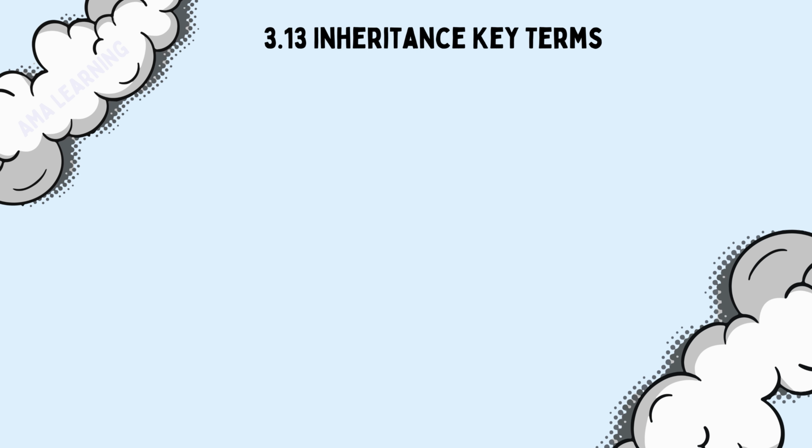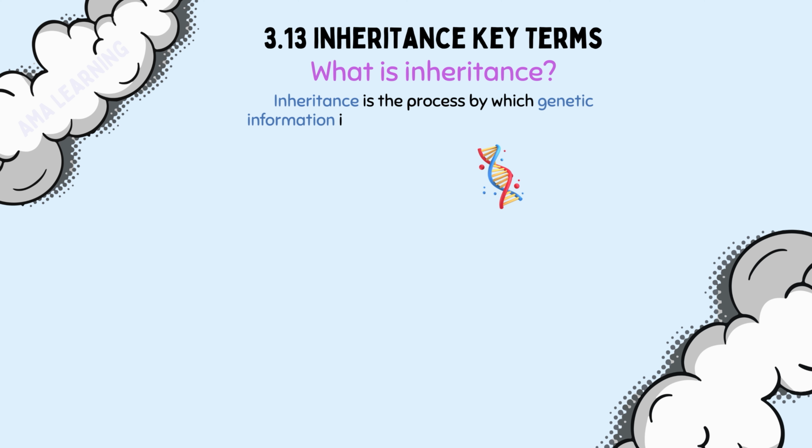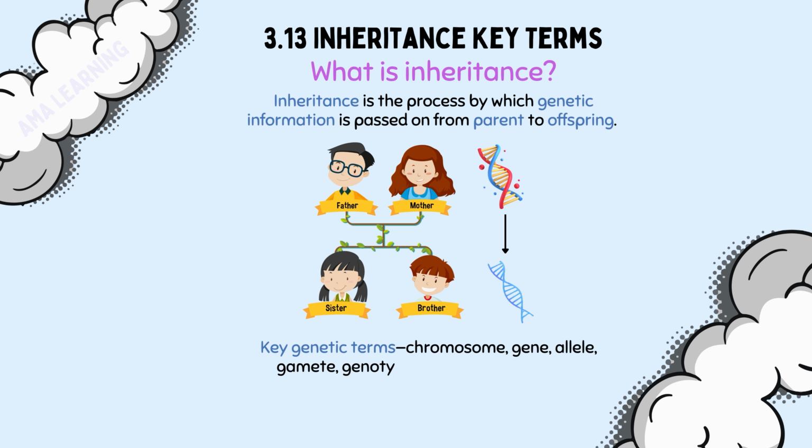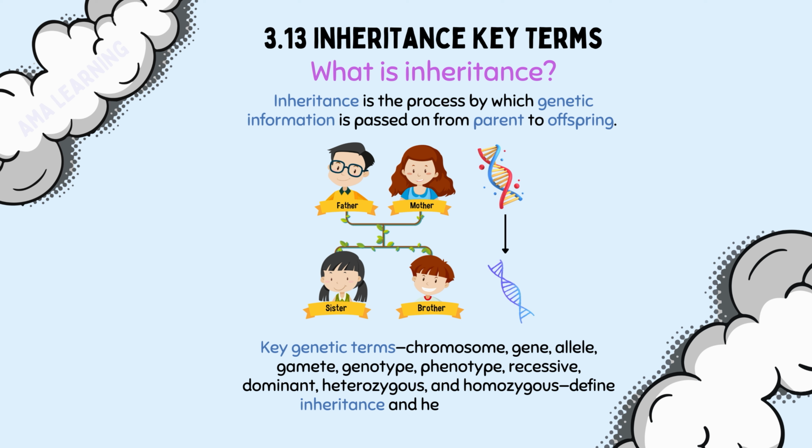Now let's dive deeper into the key terms that are essential for understanding inheritance and predicting genetic outcomes. Inheritance is the process by which genetic information is passed on from parent to offspring. Offspring inherit genes from their parents, and these genes code for different characteristics. Key terms like chromosome, gene, allele, gamete, genotype, phenotype, recessive, dominant, heterozygous, and homozygous provide the foundation for understanding genetic inheritance and predicting traits in offspring. These terms are essential for analyzing genetic crosses and predicting inheritance patterns.